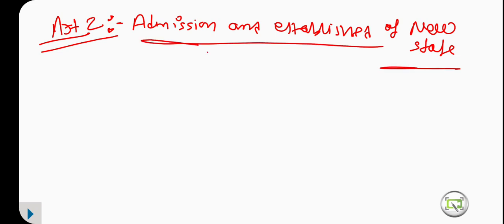Now we will study about Article 2 of the Indian Constitution. If you look at the text, it is written: Article 2, admission and establishment of new states.